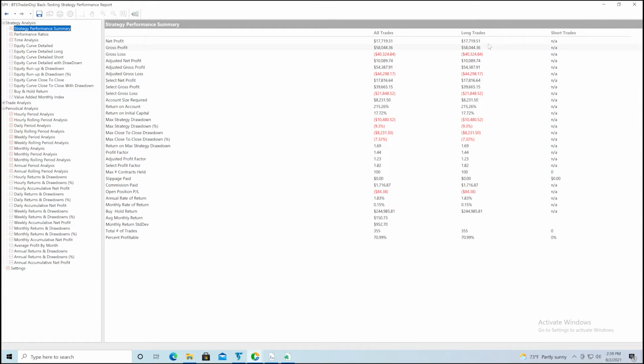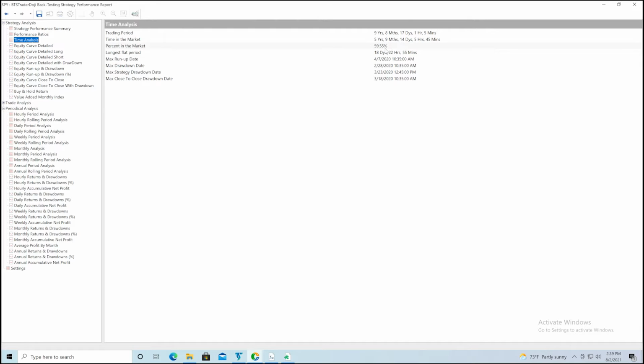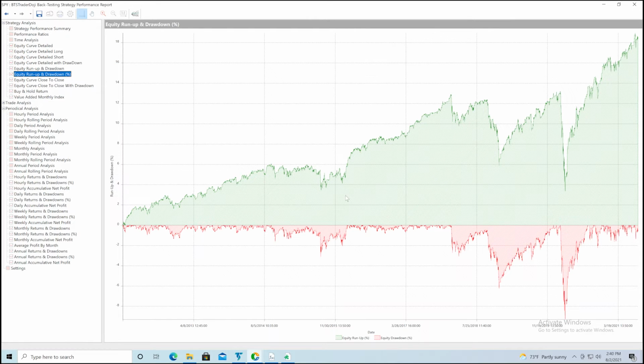So you can see 17.7 in net profit, 215% return on account, a drawdown of roughly 10.5, 355 trades, and basically 71% profitable. Not great. We've definitely tested better strategies on the channel. Sharpe Ratio is red. In the market 60% of the time. Definitely not a very good looking equity curve. We've seen better for sure.